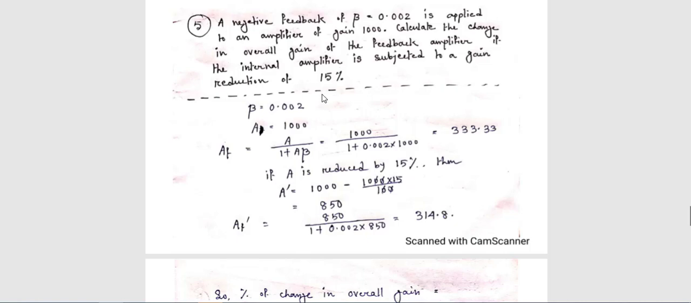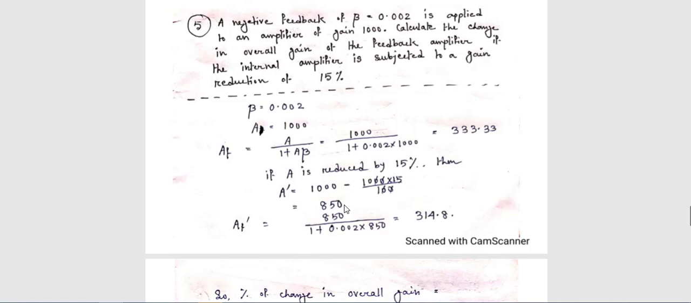Now if the internal amplifier is subjected to a gain reduction of 15%, that means your question is, if the internal amplifier gain is reduced by 15%. At first your internal amplifier gain is what? 1000. Now if the internal amplifier gain is reduced by 15%, you have to calculate the changed gain of the internal amplifier. So your internal gain will be 1000 minus 15% of 1000, your result is 850. Now your internal gain is 850.